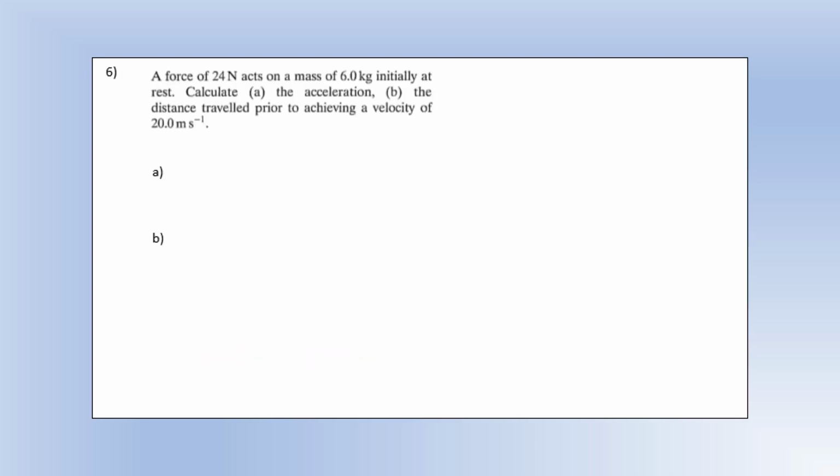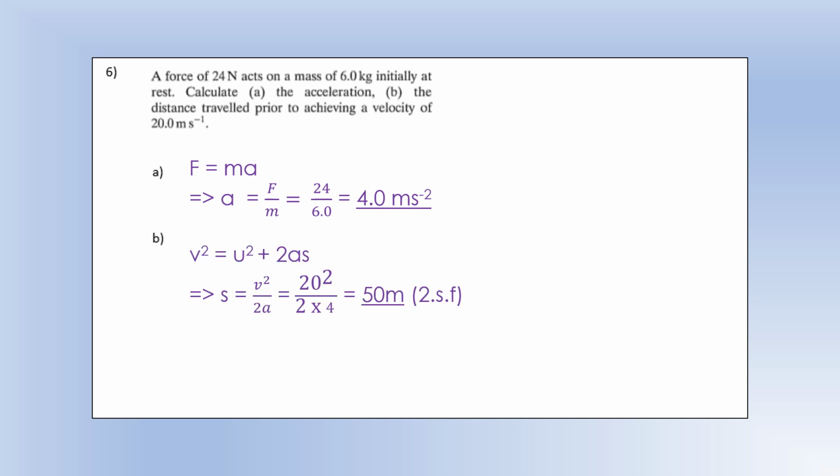So a force of 24 newtons acts on a mass of 6 kilograms initially at rest. Calculate A, the acceleration, and B, the distance travelled prior to achieving the velocity of 20 meters per second. So we can figure out the acceleration using the simplified version of Newton's second law. Acceleration is 4, and then we know the final speed, and we know the initial speed is 0, and we know the acceleration, so we can use a SUVAT equation to find out how far it has to travel, 50 meters.